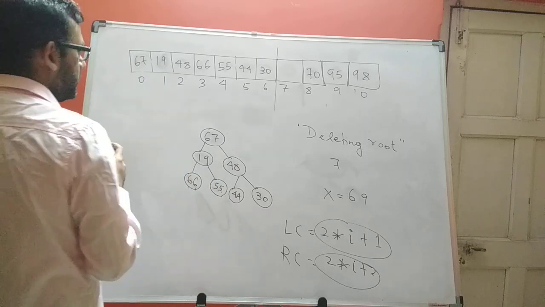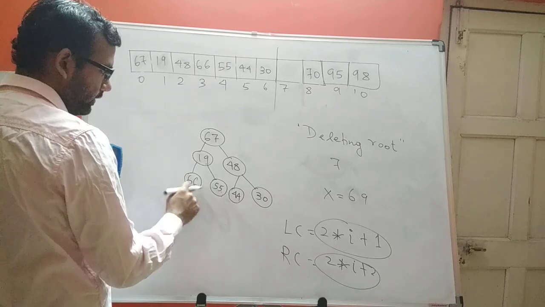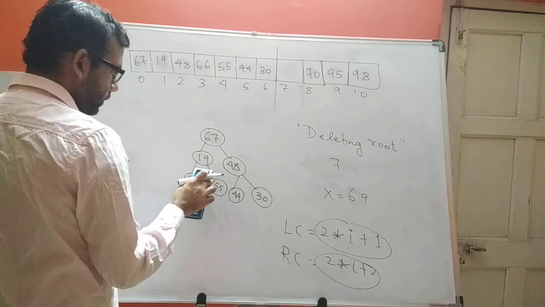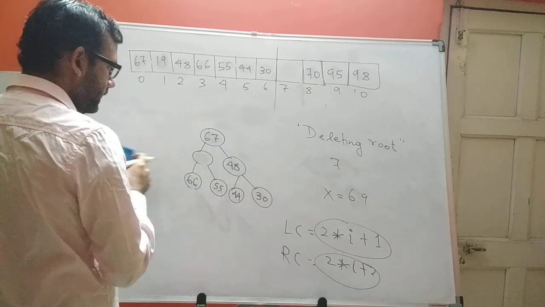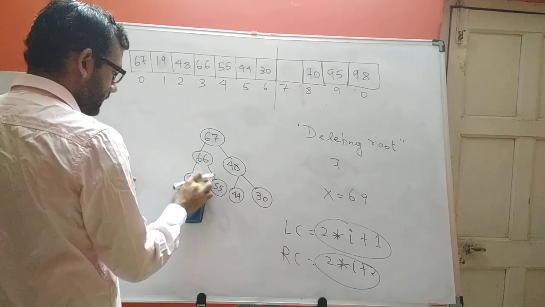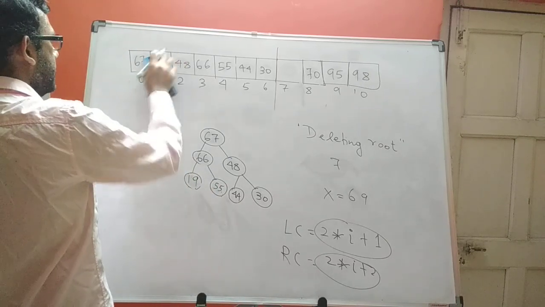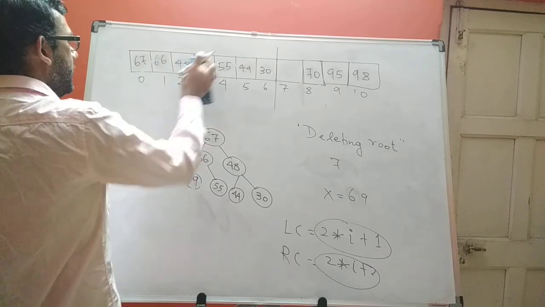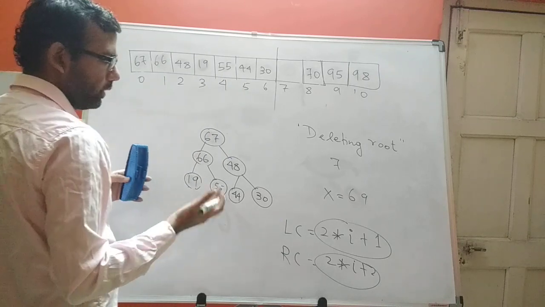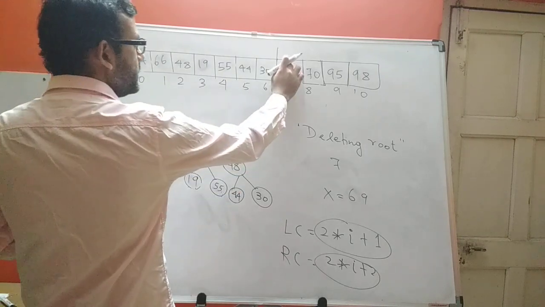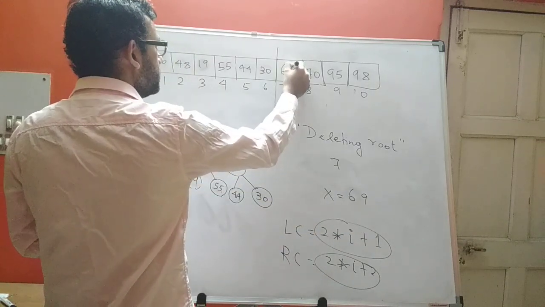Next, I'll check the two children of 19. They are 66 and 55. Which is greater? 66 is greater. So what will I do? I'll swap, because 66 is also greater than 19. So 66 comes here and 19 goes here. Now see, 19 is a leaf node, so I don't need to swap any further. Now this place is unused, so I can take my last deleted element 69 and place it here.